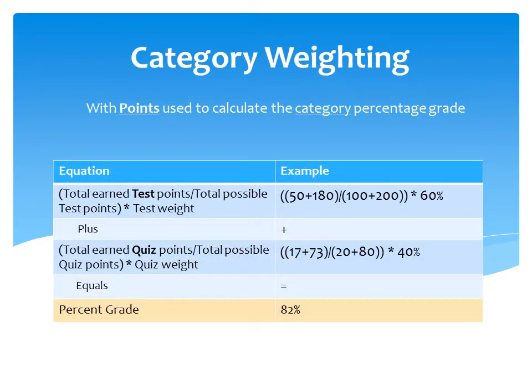Again, here we're using category weighting as the overall calculation method and points as the method to figure out the student's category percentages. Here, all his earned test points are added together and divided by the total number of possible points in all tests. That number is then multiplied by the percentage value for that category. For this test category, it's worth 60% of the pie. The same formula applies for the quiz category, which makes up 40% of the pie. When you add up the various percentages our student earned in each category, he receives an 82% in the class.